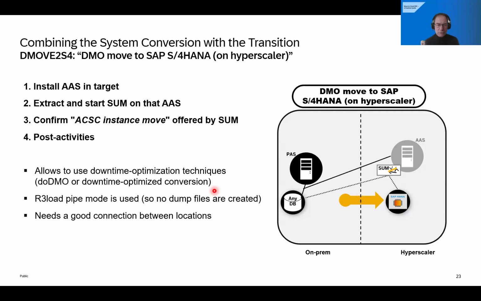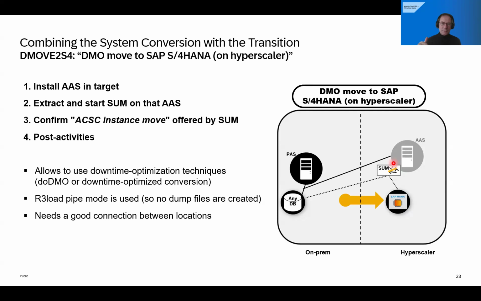Drawback is we need a good connection between source environment and target cloud ECS area. We need a good connection because we extend the source system to the target environment. And we have only one software update manager. And if the connection is not good, the software update manager will not run good. We will get issues in there.